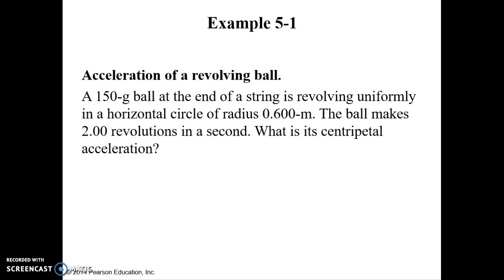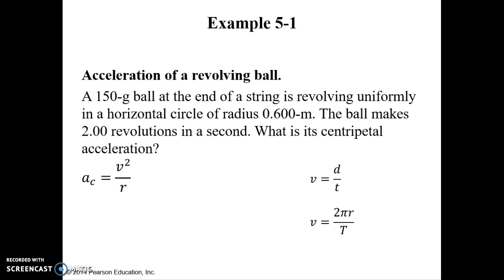For our first example, we have a 150-gram ball at the end of a string that is revolving uniformly in a horizontal circle with a radius of 0.6 meters. The ball makes 2 revolutions in a second. What is the centripetal acceleration? Well, let's apply our new equation for centripetal acceleration. However, we don't know the value for speed, but we can calculate speed by using the basic definition of distance over time.